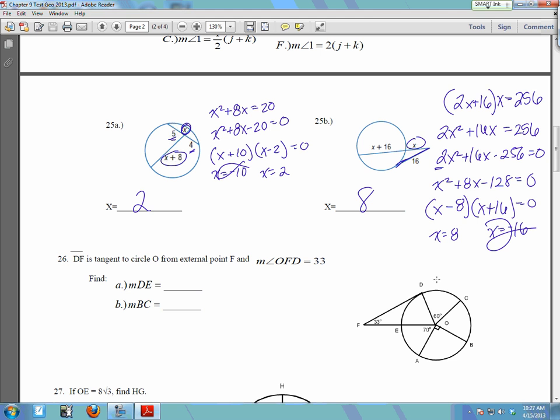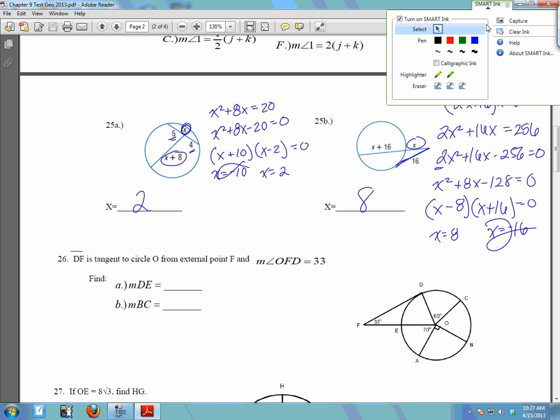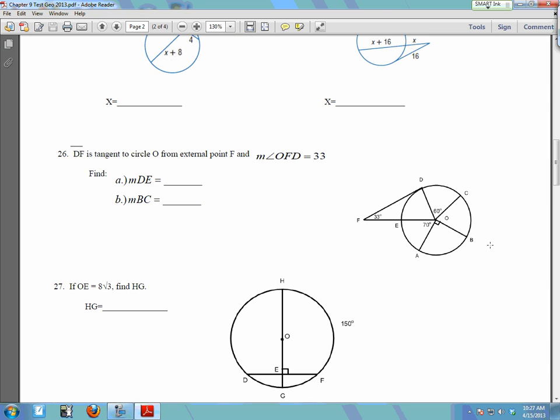Looking at this picture down here, the key thing for you to remember is that DF is tangent to circle O, so you know that that's the point of tangency. This is a radius. That segment right there is a radius. That's your tangent line. From the first page, you told me that you knew tangent lines and radii, when they meet at the point of tangency, are perpendicular.